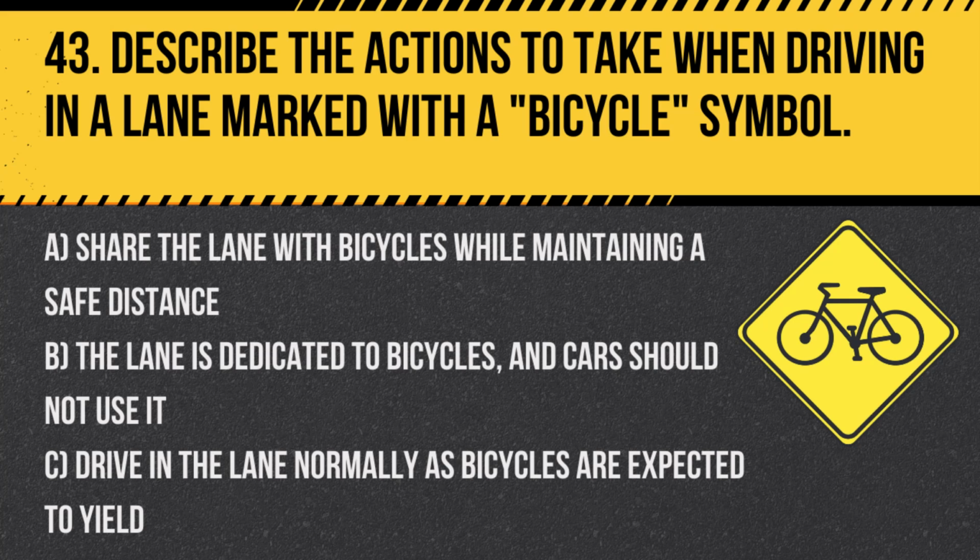Question 43. Describe the actions to take when driving in a lane marked with a bicycle symbol. A. Share the lane with bicycles while maintaining a safe distance. B. The lane is dedicated to bicycles and cars should not use it. C. Drive in the lane normally as bicycles are expected to yield. Answer: A. Share the lane with bicycles while maintaining a safe distance. Always be cautious and give bicycles ample space for safety. Question 44.